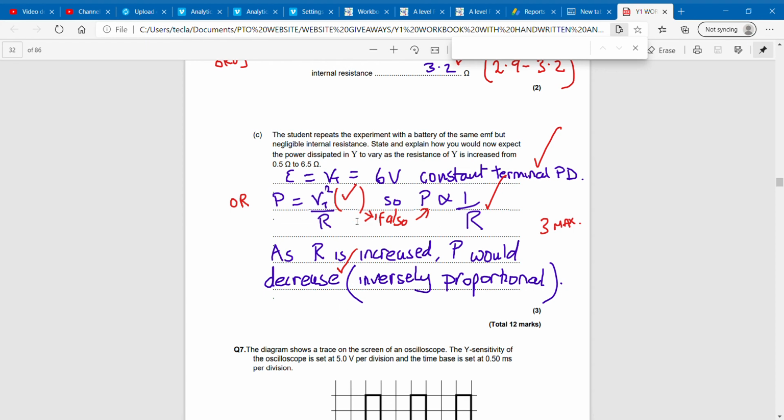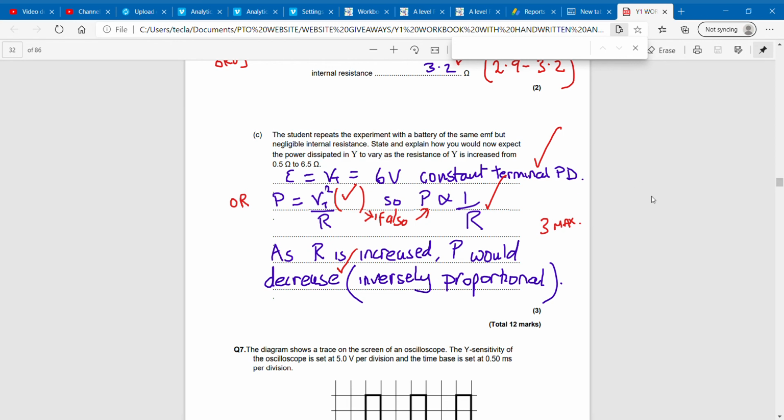This mark is available if you've then gone on to say power is inversely proportional to resistance. So this mark, P equals V squared over R, only really makes sense if you then use that to say that the power is inversely proportional to resistance. You could just say that power is inversely proportional to resistance without the V squared over R, and that would be a mark as well.